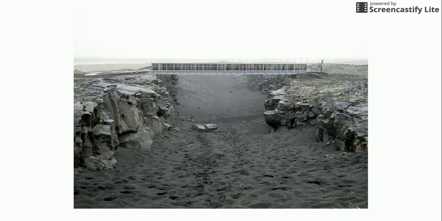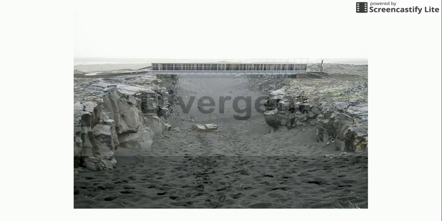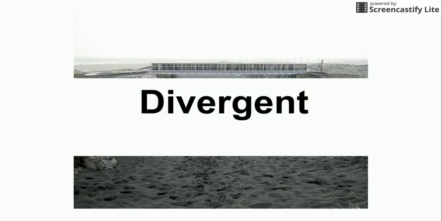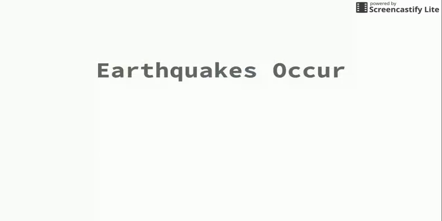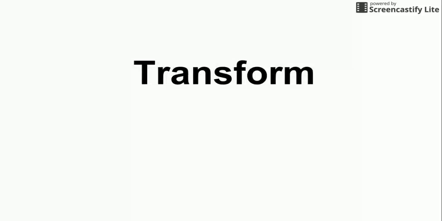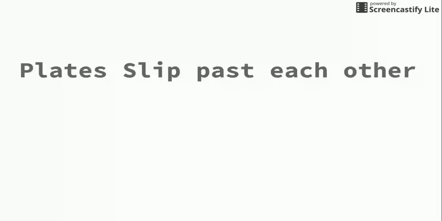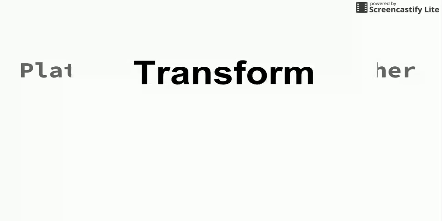Convergent boundary. This is an example of what type of boundary? A divergent boundary. This is a type of boundary where earthquakes occur. A transform boundary. This is a boundary where the plates slip past each other. A transform boundary.